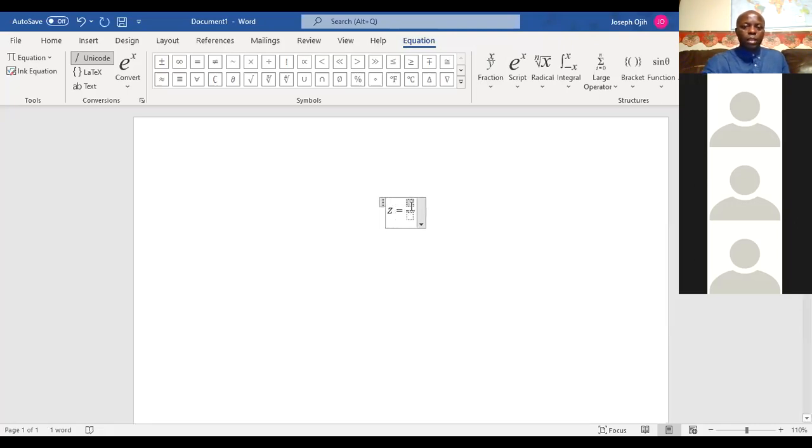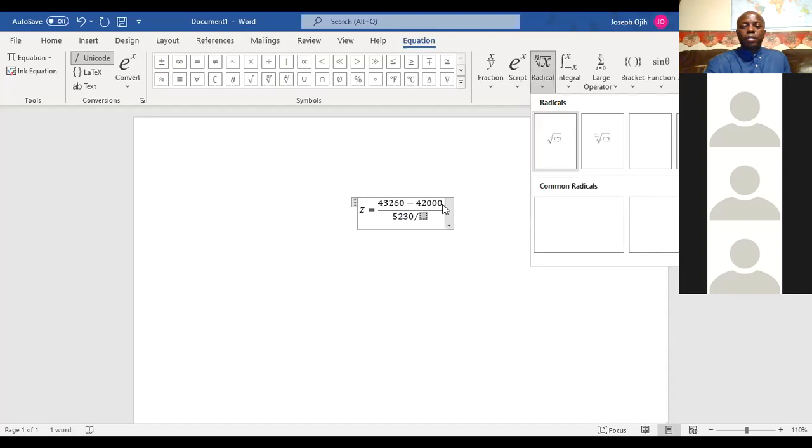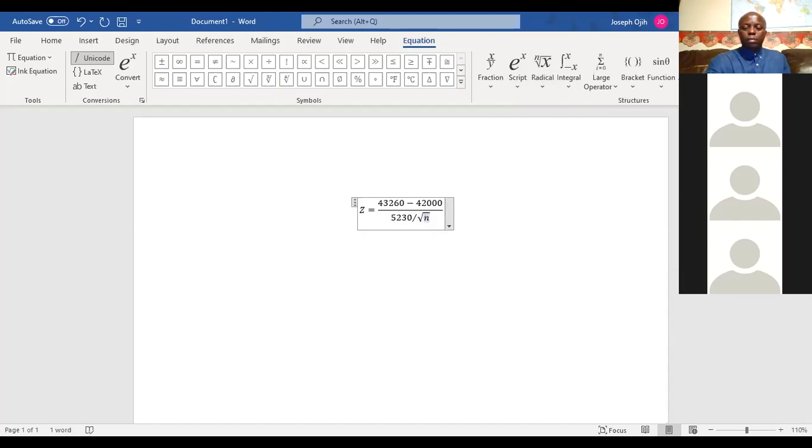So we have Z equals the sample mean of 43,260 minus the population mean of 42,000, divided by the standard deviation, 5,230, over the square root of N, which is the square root of 30. So now this takes us to the calculator.